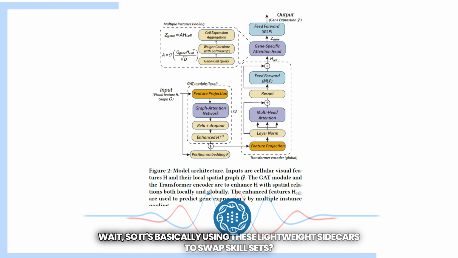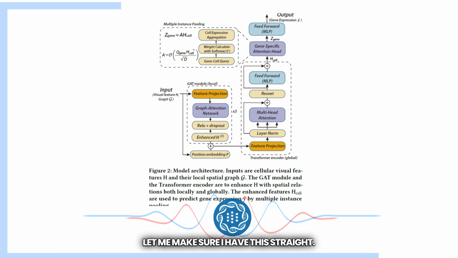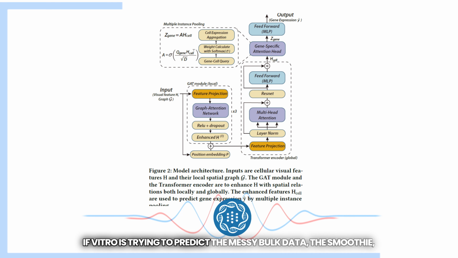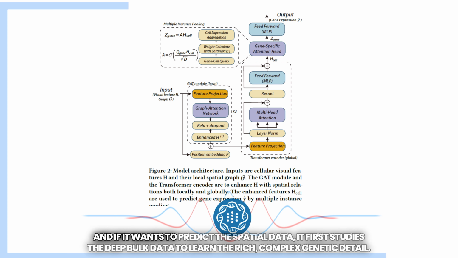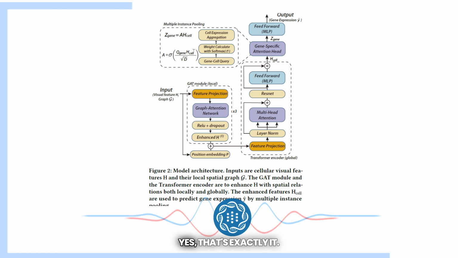Wait, so it's basically using these lightweight sidecars to swap skill sets. Let me make sure I have this straight. Go for it. If BiTro is trying to predict the messy bulk data, the smoothie, it first studies the spatial data using a LoRA sidecar to learn how cells are naturally arranged. Right. And if it wants to predict the spatial data, it first studies the deep bulk data to learn the rich, complex genetic detail. Yes, that's exactly it.